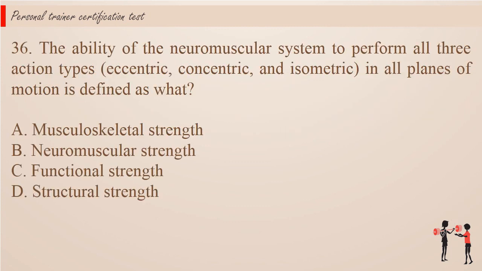Question 36. The ability of the neuromuscular system to perform all 3 action types, eccentric, concentric, and isometric, in all planes of motion is defined as what? A. Musculoskeletal strength. B. Neuromuscular strength. C. Functional strength. D. Structural strength.